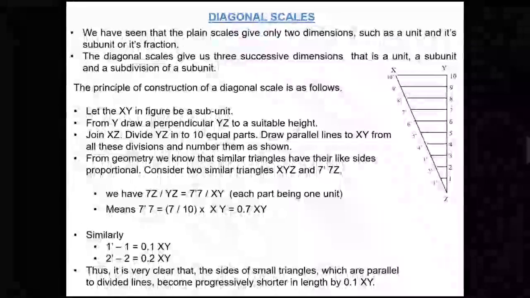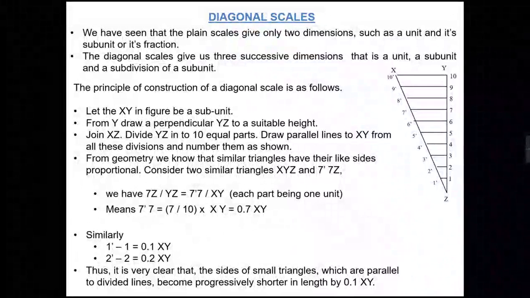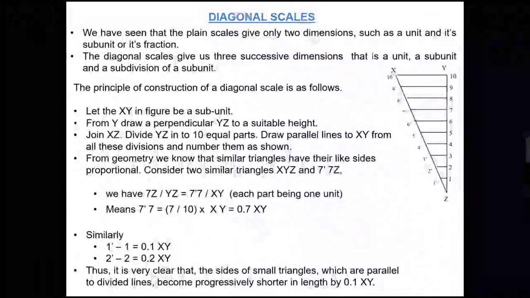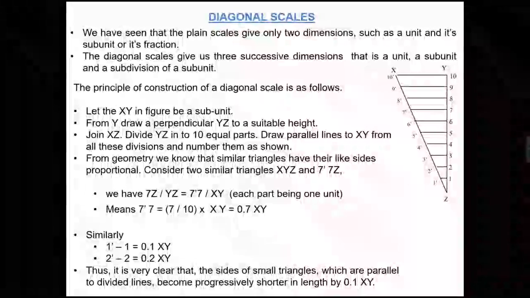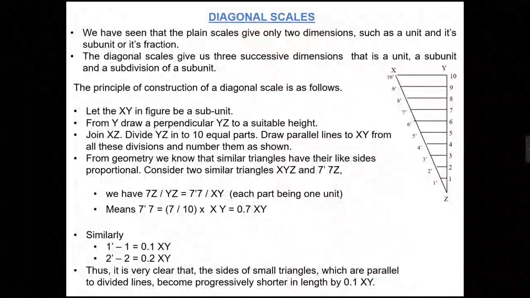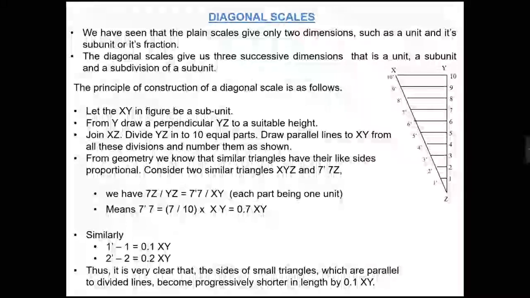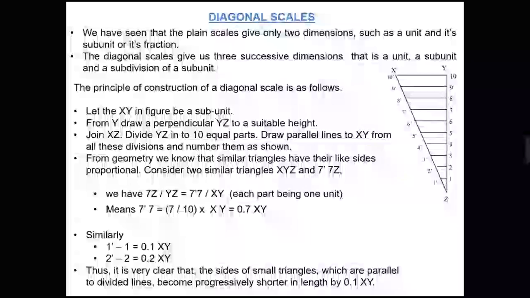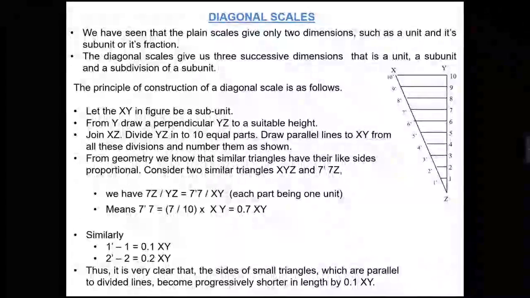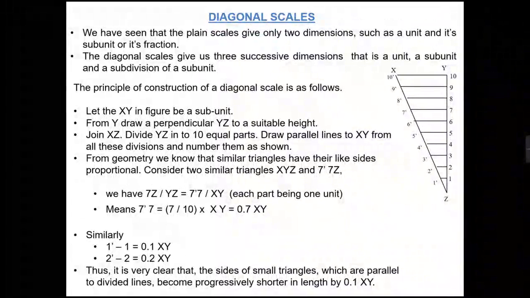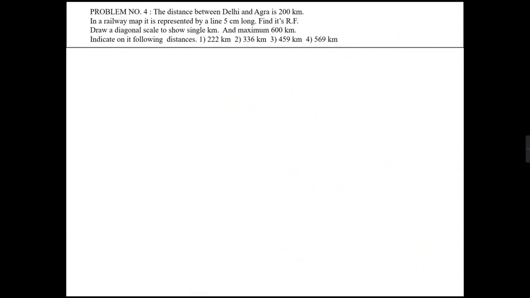Thus, it is very clear that the sides of a small triangles which are parallel to divide lines become progressively shorter in a length by 0.1 xy. We are using this principle to construct our diagonal scale. It will be clear how we are constructing the diagonal scale by means of example in the next slide. So here it is the first problem.